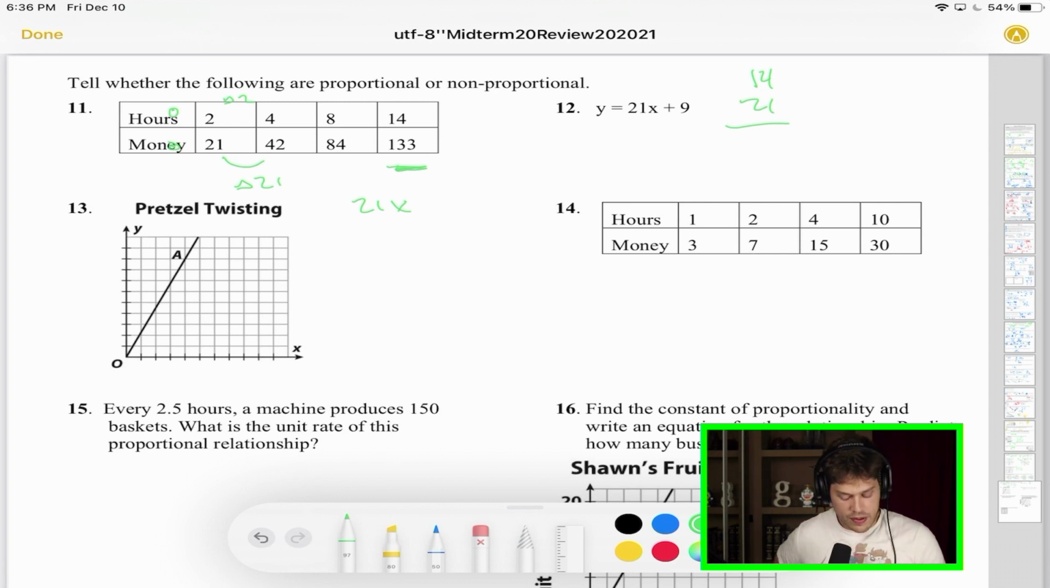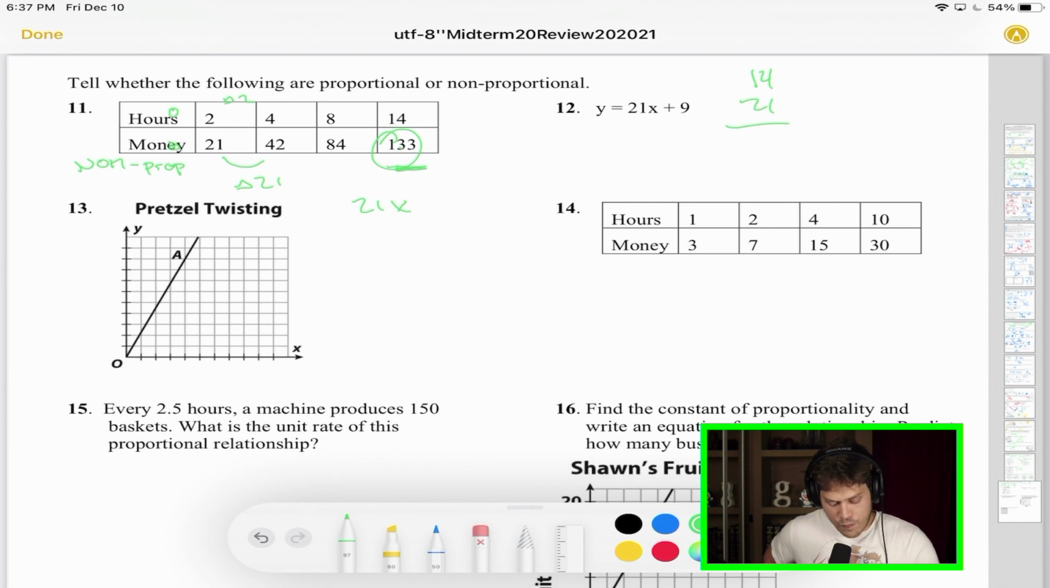Be times 10 and a half. Well, 14 times 10 and a half is not 133. Okay. 2 times 10 and a half is 21. 4 times 10 and a half is 42. 8 times 10 and a half is 84. 14 times 10 and a half is 147, not 133. So 11 is non-proportional.